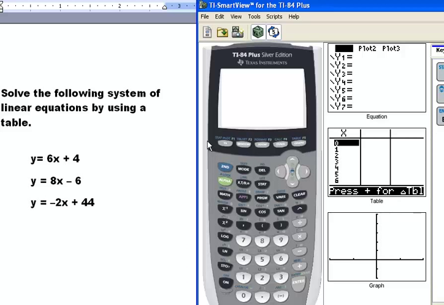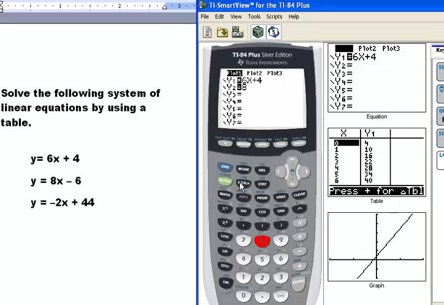To get these equations onto your graphing calculator, we need to put them under the y equals button. So after hitting the y equals button, we can type in 6x plus 4. That is our first equation. We will enter that. Our second equation is 8x minus 6, and we can enter that. And our final equation is negative 2x plus 44, and we will enter that.